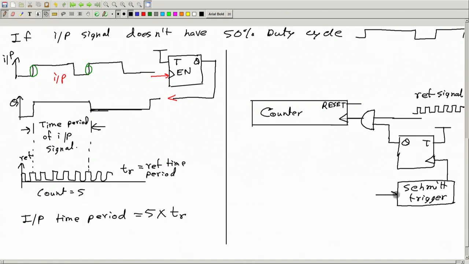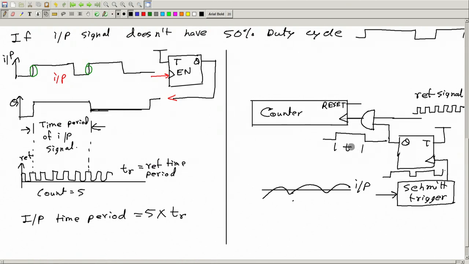Okay, so you give the input here, which can be a square, non-square wave like this, and this is also, you see, not half wave symmetric. So therefore, after this Schmitt trigger, we'll have a waveform here, which will look like possibly this. Okay, and after this, we will have a waveform which will be like this.